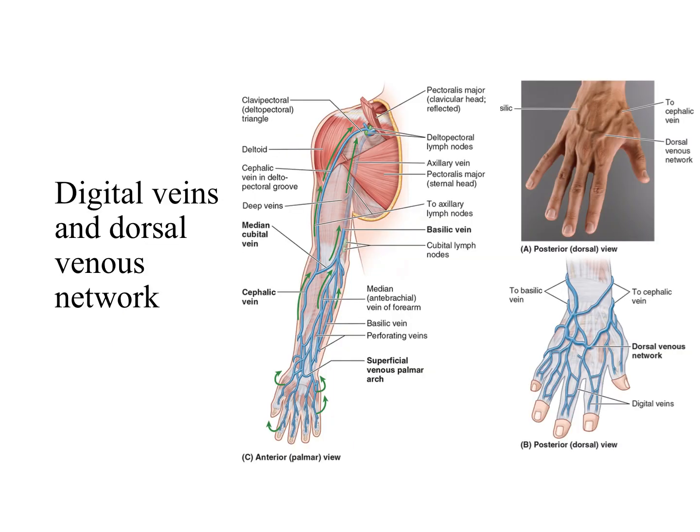This diagram is illustrating the digital veins and the dorsal venous network. So here we see the dorsal venous network on the posterior aspect of the hand.